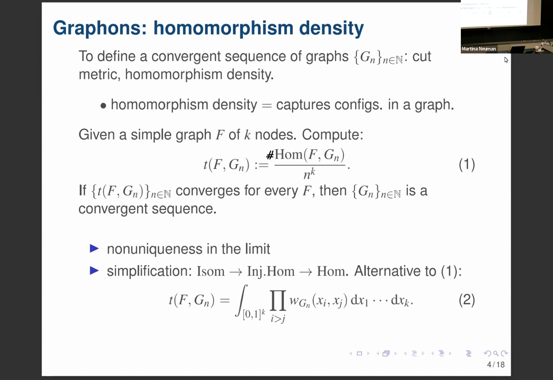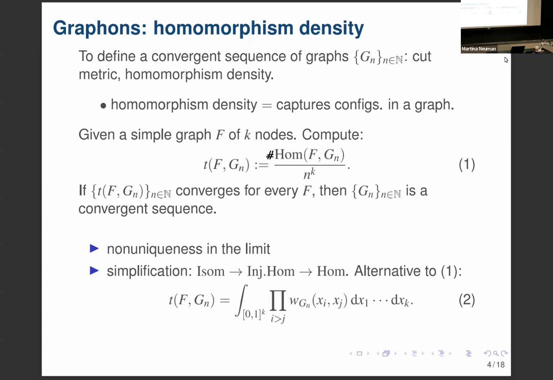Homomorphism density is just a way for you to capture subconfigurations within a graph. Let's take a look at one graph GN, and let's take a look at a simple graph F of k nodes. We're going to call F a motif, and then we're going to consider this number here, t of F, GN. This number is basically going to be the ratio of the total number of graph homomorphisms that map F into GN, divided by n to the k.